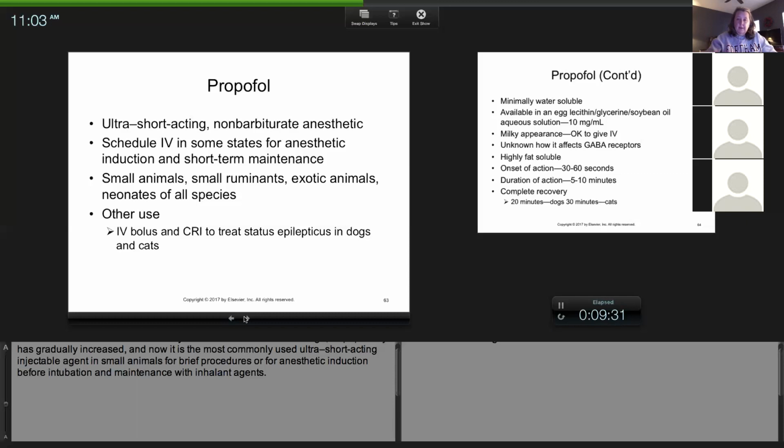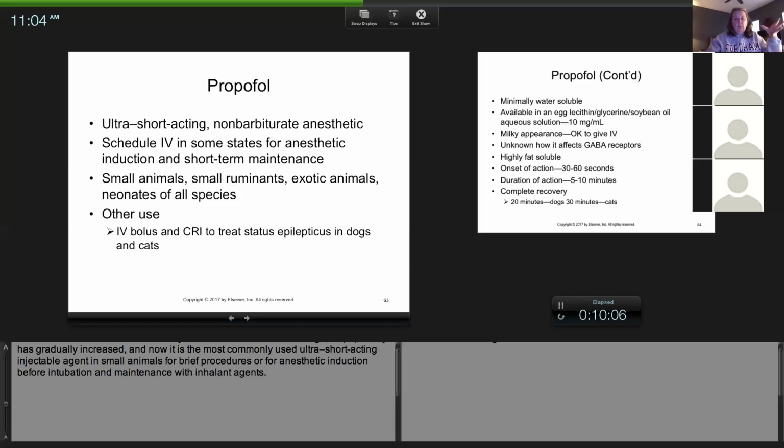Now, for you guys in school, this is the drug that you will give to induce dogs. And then sometimes we'll use it in cats if the kitty magic isn't enough. So I'll get into that. It's primarily used in small animals and small ruminants, like if you had a calf, a goat, a sheep. The problem is it can be fairly expensive, and the amount that you would have to use in an adult cow would be a lot of drug.